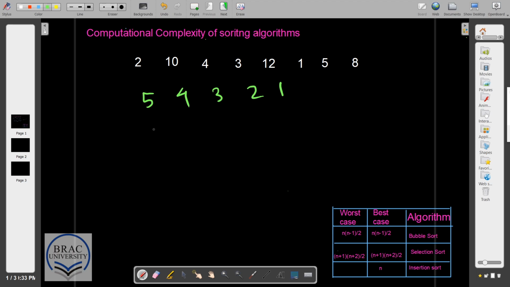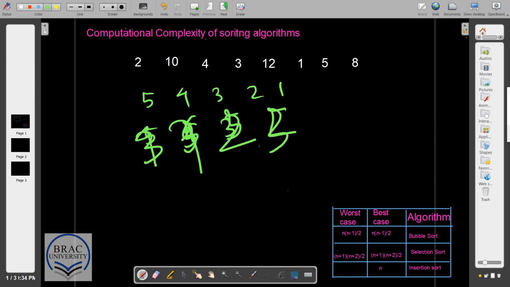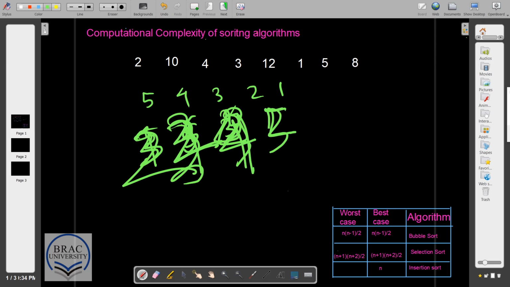When we consider 5, it is sorted. Then we consider 4, then we have to swap 4 with 5. Then we have 3, we compare 3 with 5, and then swap 3 and 5 and swap 3 with 4. Then we have 2, we compare 2 with 5, we swap 2 and 5, then we swap 4 and 2. Then we swap 2 with 3, it becomes 2 3 4 5. Then we have 1, then we swap 1 with 5, 4, 3 and 2.